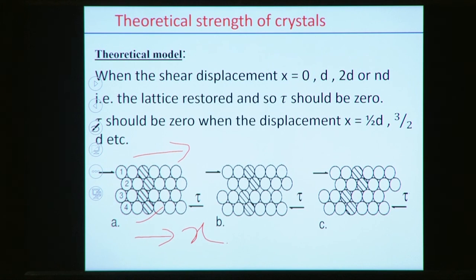So that means the lattice is restored, and so that tau should be 0. So that means when, with the continuous application of the shear stress, the atom reaches the next equilibrium position, then we can assume the shear stress reaches 0. But tau should be 0 when the displacement can also be half d, 3 by 2 d, etc.